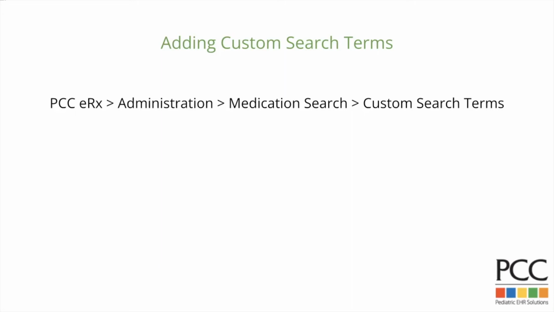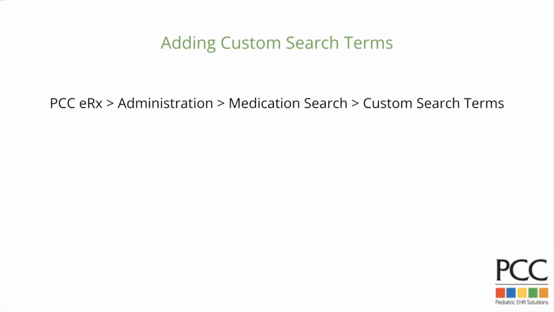You can also do this with brands and generics. There is no direct brand to generic mapping inside PCC eRx. Oftentimes you'll be prompted for the generic if the brand is off the market and things like that. But if you always want to type in the brand name because it's easier to spell and remember, you can set up these custom search terms to map you directly to the generic and make it a lot easier to find.